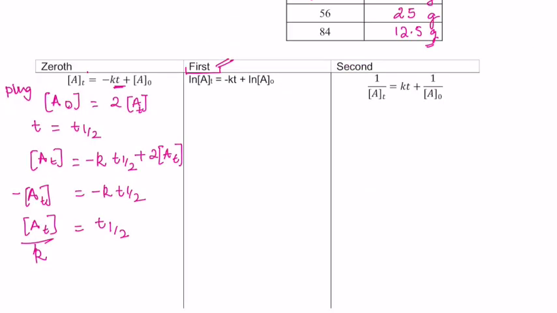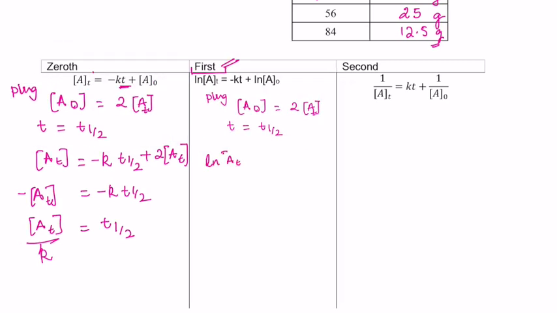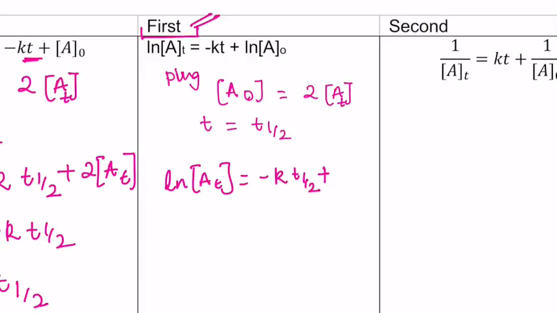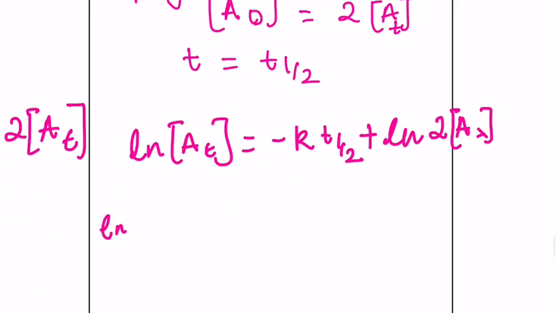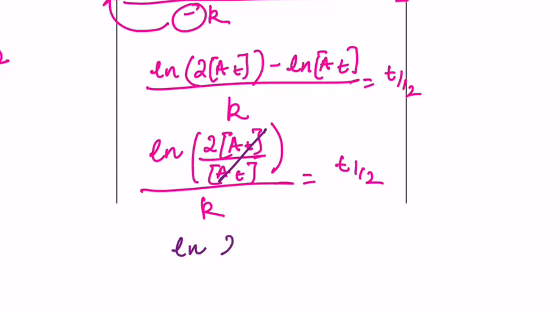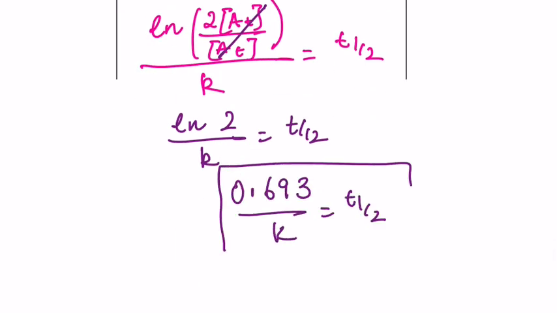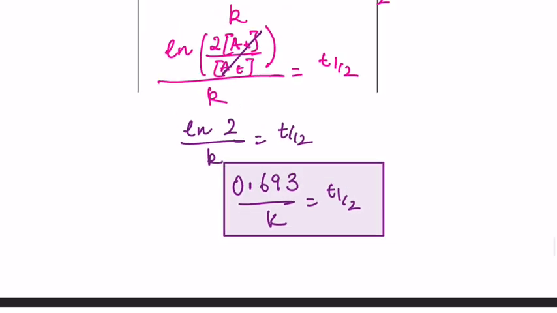For a 1st order reaction, doing the same thing, I plug these in, so that gives me ln At is equal to negative k times t half plus ln of 2At. Using the rules for ln, ln 2 over k is t half. Plugging this in my calculator, I get a number. So this is the half-life expression for a 1st order reaction.